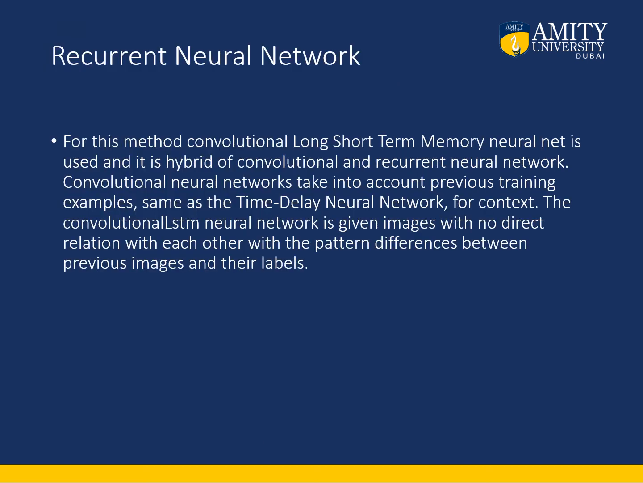Coming to recurrent neural networks, for this method, a convolutional long short-term memory neural net is used, which is a hybrid of convolutional and recurrent neural networks. Recurrent neural networks take into account previous training examples, same as the time delay neural network, for context. The neural network is given images with no direct relations with each other, with the pattern differences between previous images and their labels.